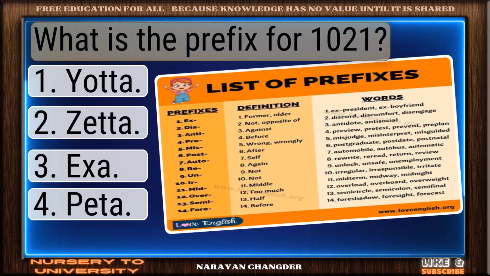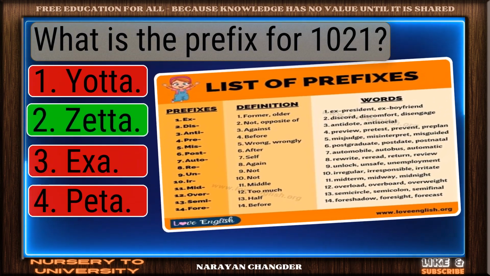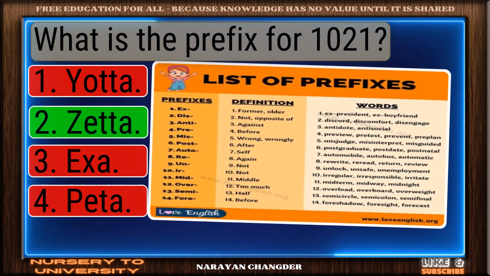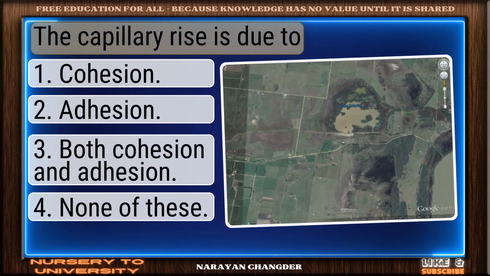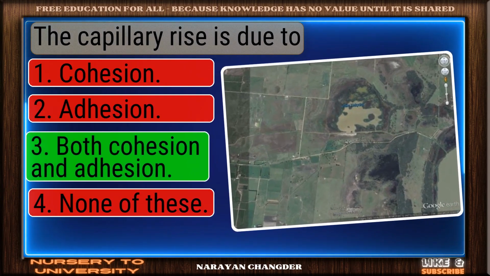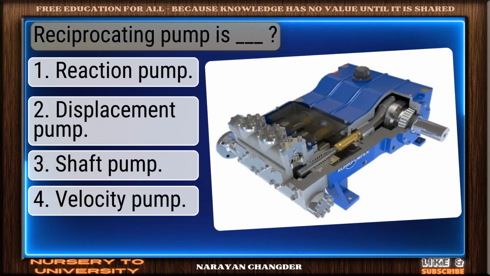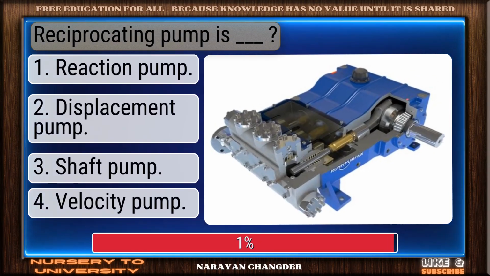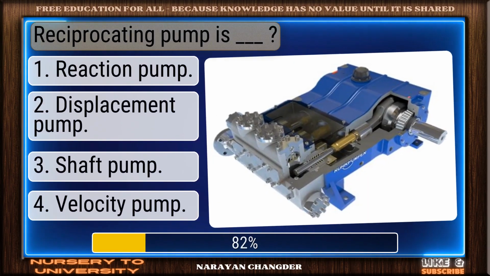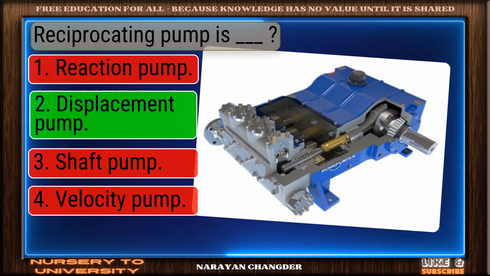What is the prefix for 10^21? Bravo, zetta is the answer. The capillary rise is due to. Nicely done. Both cohesion and adhesion is a solid answer. Reciprocating pump is dash. Excellent choice. Displacement pump is the right answer.